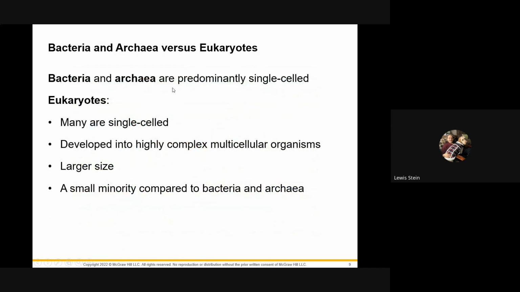They're not predominantly single cell. They're all single cell. They all have cell wall, and they're really small. Eukarya, mostly single cell, but can be multi-cell like us. And so they can become highly complex.